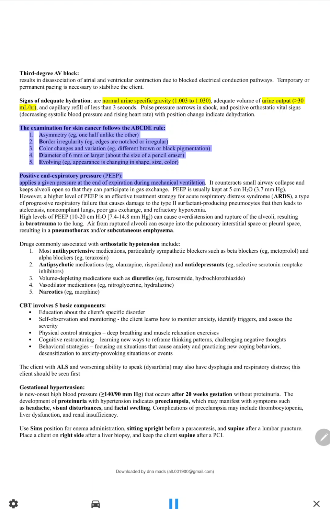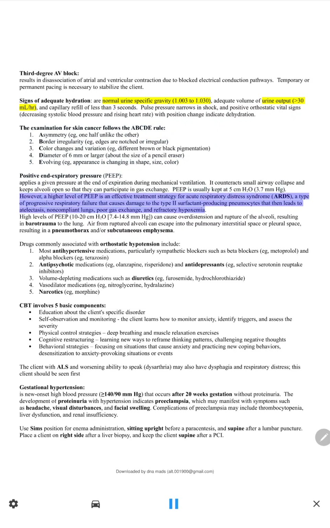Positive end expiratory pressure, PEEP, applies a given pressure at the end of expiration during mechanical ventilation. It counteracts small airway collapse and keeps alveoli open so that they can participate in gas exchange. PEEP is usually kept at 5 cm H2O, 3.7 mm Hg.